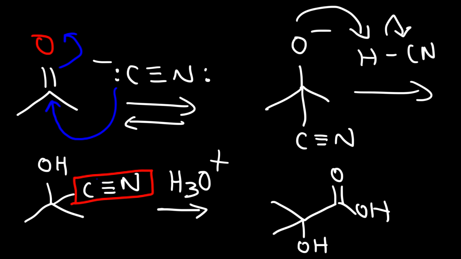So let's call this carbon 1, 2, and 3. The carboxylic acid group is on carbon 1, where the nitrile was. On carbon 2, we have an OH group and a methyl group. And then this is going to be carbon 3. So that is an alpha hydroxy carboxylic acid. The hydroxy group is on the alpha carbon. This is the beta carbon.